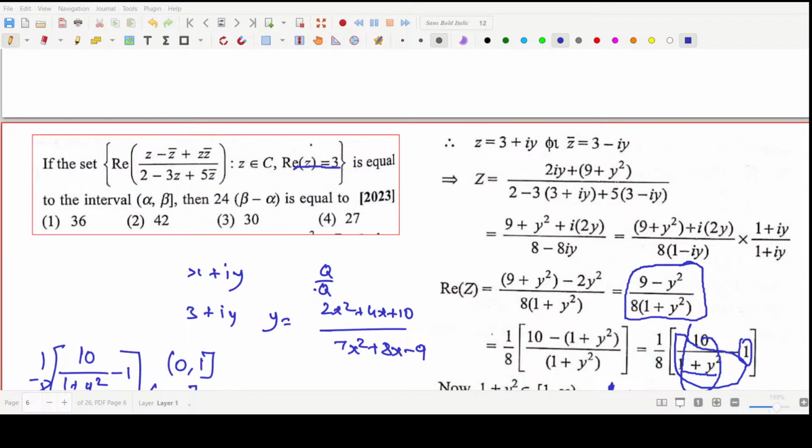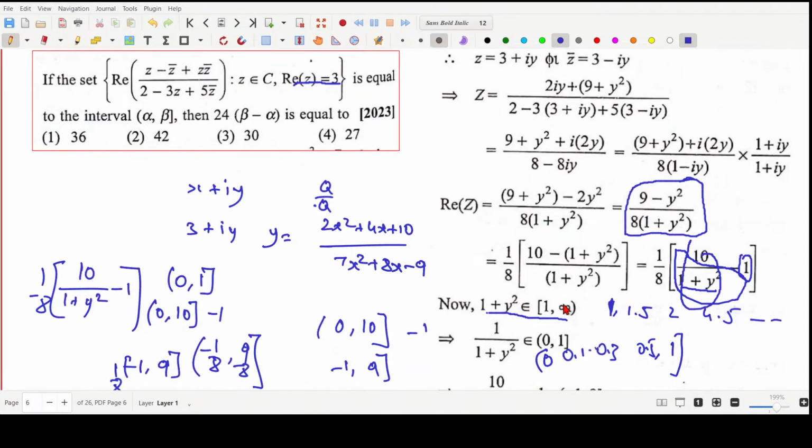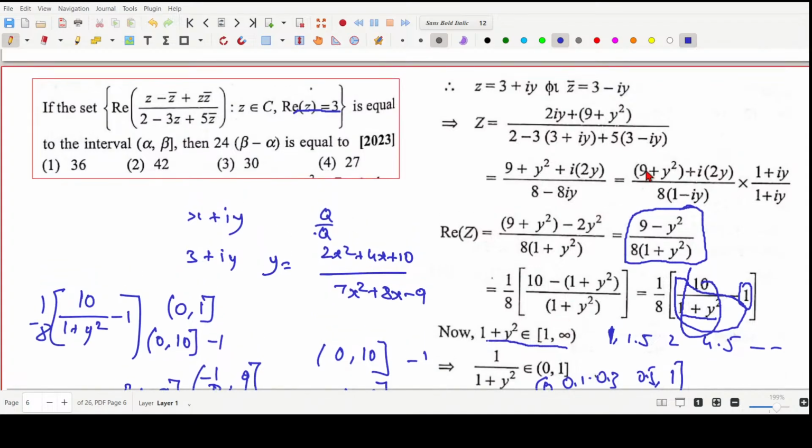Sir, I'm getting the denominator as 9 minus 8, but out there it's 8. Z equals to this one. How are you getting it? Minus 3 into minus 3 is minus 9. And 5 into 3 is 15. 15 minus 9 is 6. 6 plus 2 is 8 only, no? Just check.